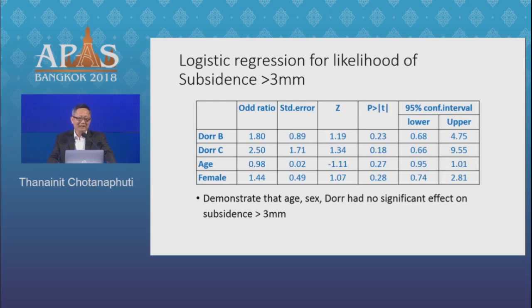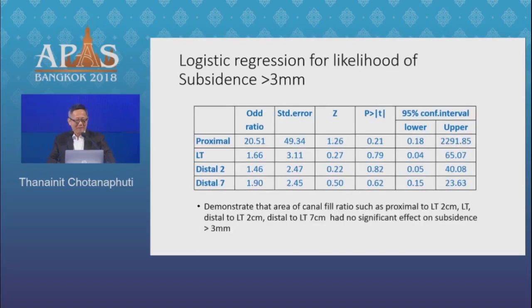We did not find any relation with age, sex, or Dorr type. We found that younger or older, they're going to have the same chance of subsidence. Female or male, they have a similar proportion of subsidence. Even Dorr A, B, or C is the same. And when we use the logistic regression, we consider how well the stem fits the canal.